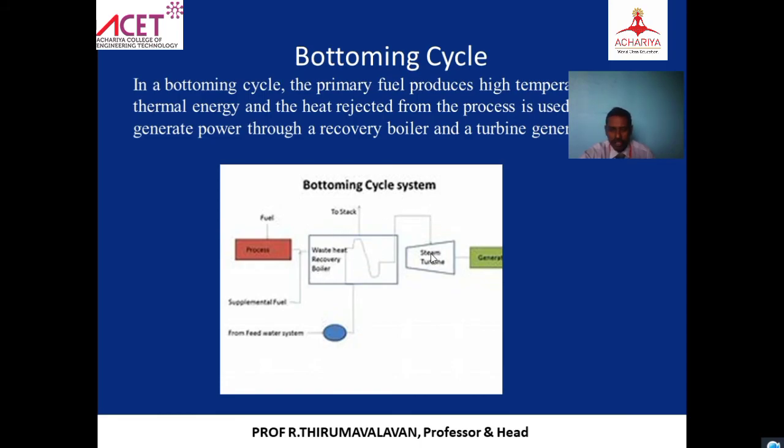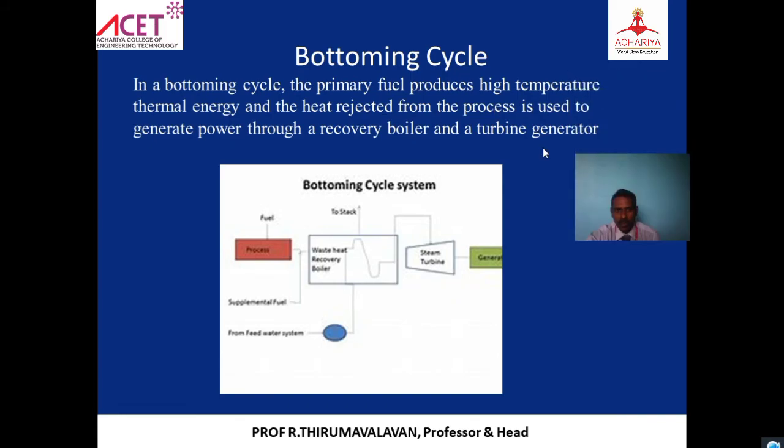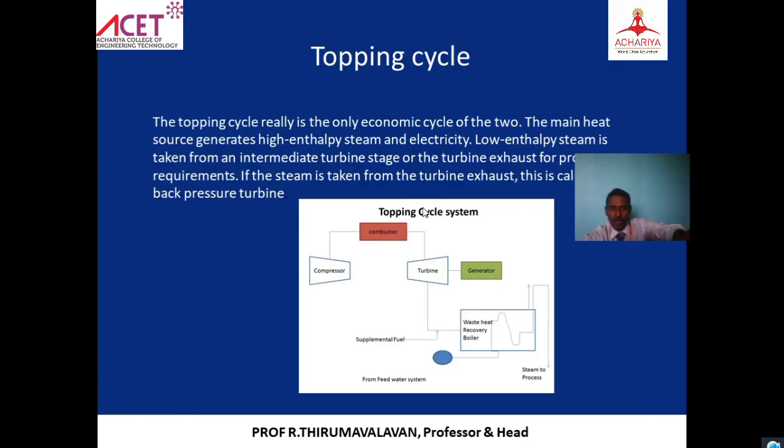It is going to the low pressure turbine and then to the generator. In the bottoming cycle, the high temperature thermal energy, the heat rejected from the first process, is used for generating steam in the recovery boiler. What is rejected from the first cycle is used for the second. Even in a topping cycle, the low enthalpy steam is taken from the intermediate turbine and goes to the second cycle, for the process of reheating as well as regeneration.